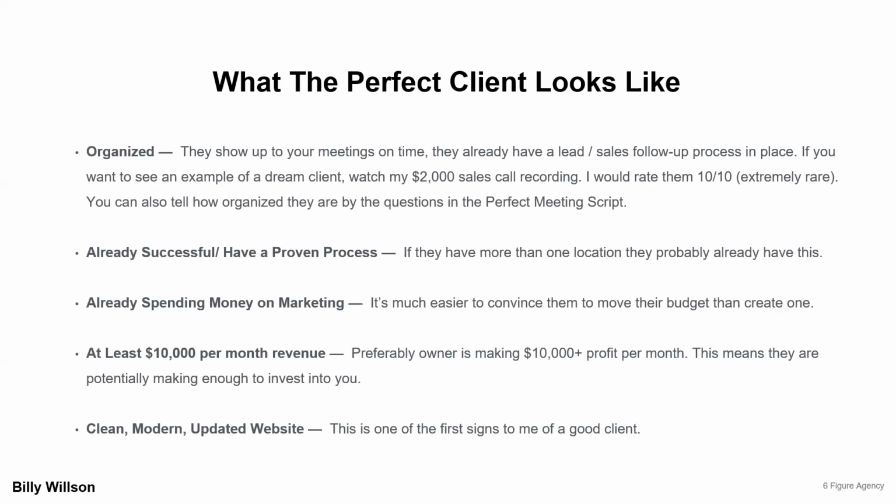But these are, if I could literally draw myself the exact perfect client, these are all the features that they would have. So you want to try to get clients that have as many of these features as possible. And the next thing is that they're already spending money on marketing. It's much easier to convince them to move their budget than to create one. And they should be making at least $10,000 per month revenue, preferably more, and preferably the owner is making over $10,000 per month profit, because this means they have enough money to invest into you.